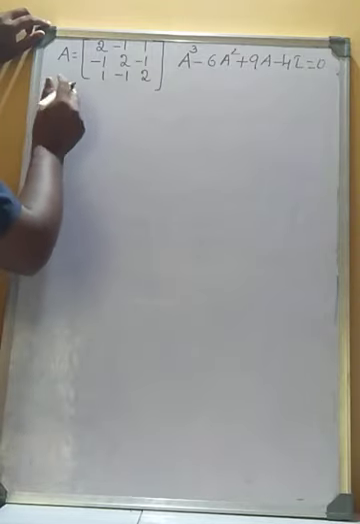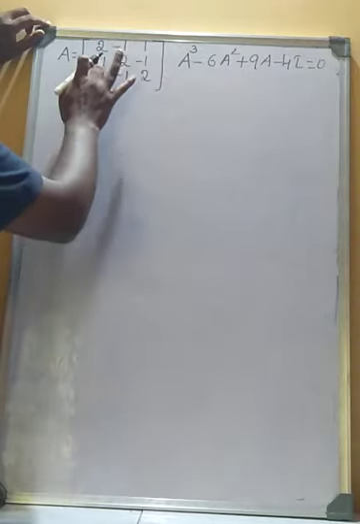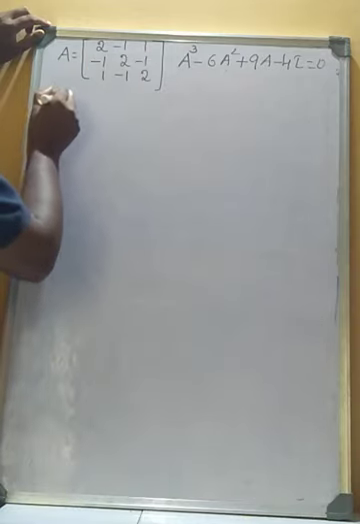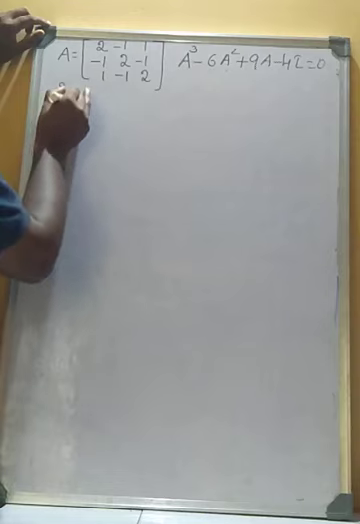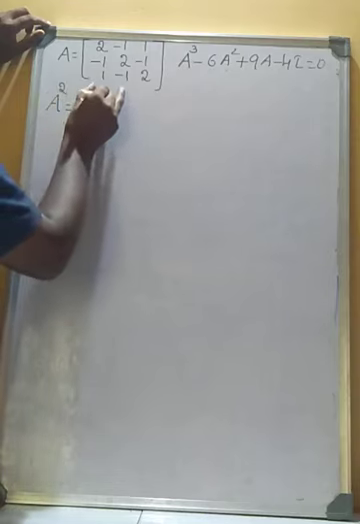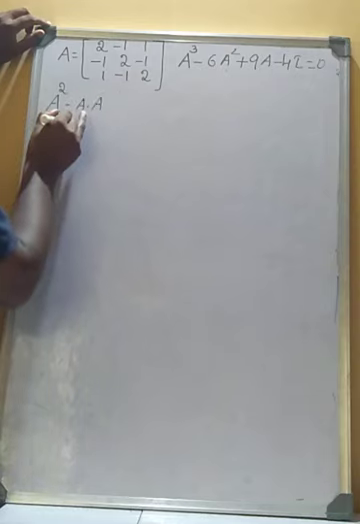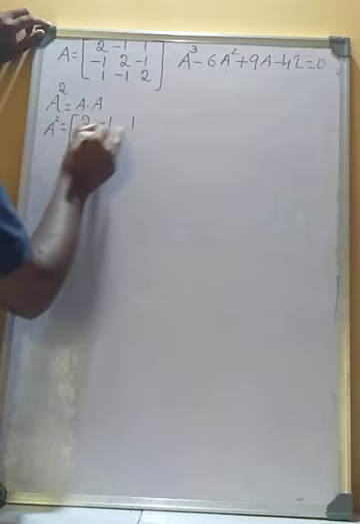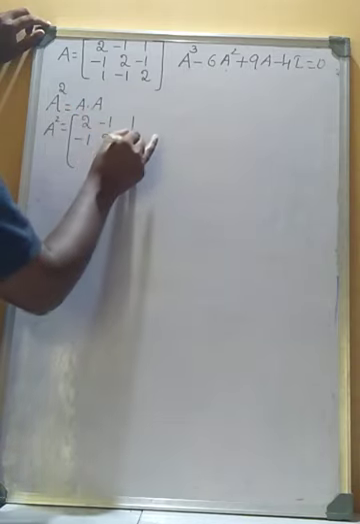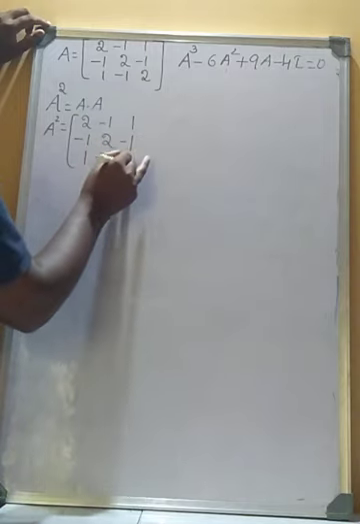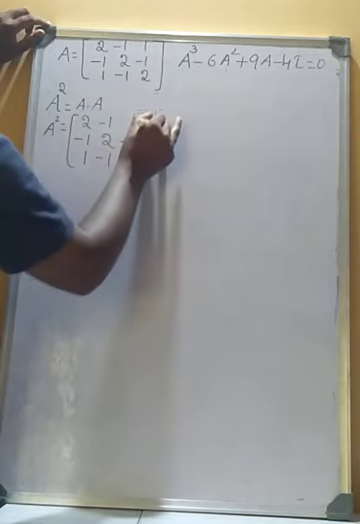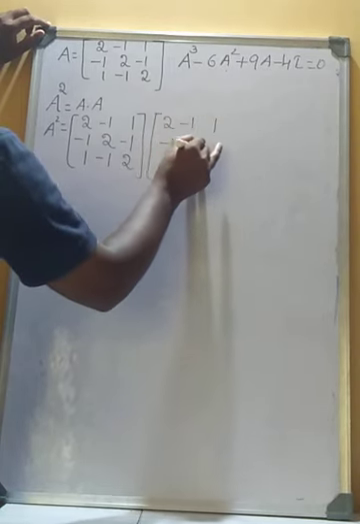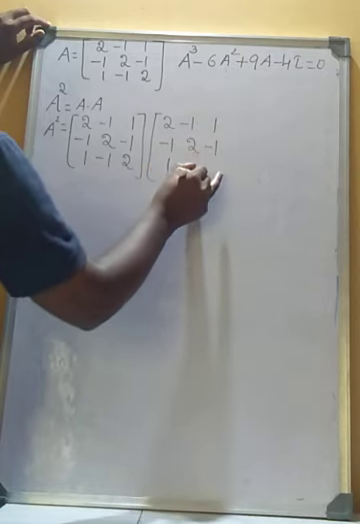So let A equals [2 -1 1; -1 2 -1; 1 -1 2]. Find A square, A into A. Therefore A square is equal to [2 -1 1; -1 2 -1; 1 -1 2] into [2 -1 1; -1 2 -1; 1 -1 2].